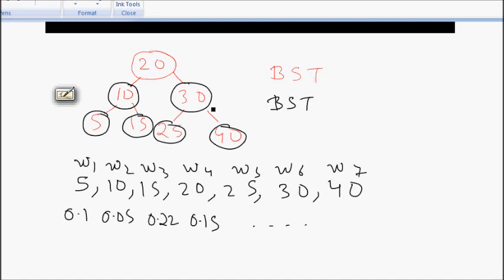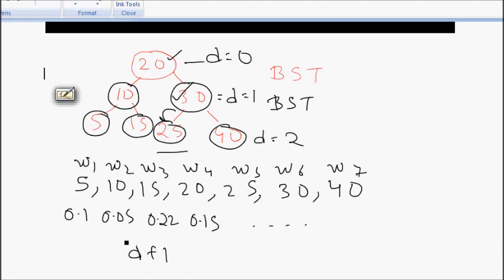And what are the other things to know? This is at depth d equal to 0, this is at depth d equal to 1, this is at depth d equal to 2. So when we search, let's say 25, how many comparisons do we have to make? Coming here, I know that 25 is greater than this, so I search in the right subtree. Now 30 is greater than 25, so I come here, and in the third level I search. So it will be d plus 1 comparisons I have to make. And the cost will be, since p of i is the occurrence probability, p of i times d plus 1 for searching this node. So this was about the BST.